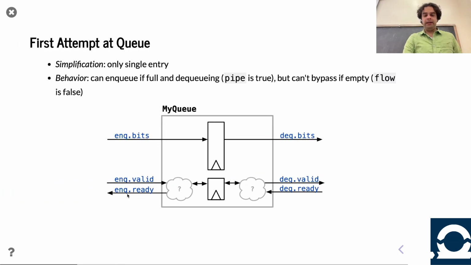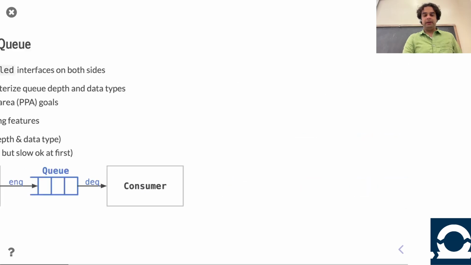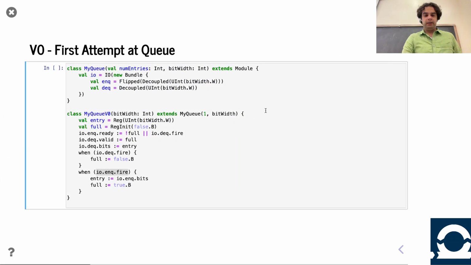How do we do NQ.ready or DQ.valid? Well, NQ.ready is either if we're not full, that makes sense. If we're not full, we have space. Or if we're DQing. If we know we're DQing, there's going to be space next cycle. That's that pipe optimization we were talking about. Okay. How about if the DQ is valid? Well, the DQ is valid if there's something in there, right? If it's full. Okay, cool.